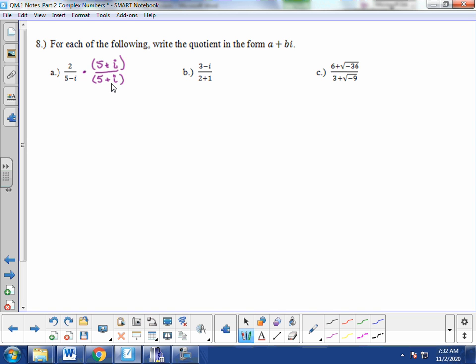So let's multiply the numerator first. So I'm going to distribute here. 2 times 5 and 2 times i. So this becomes 10 plus 2i in the numerator.